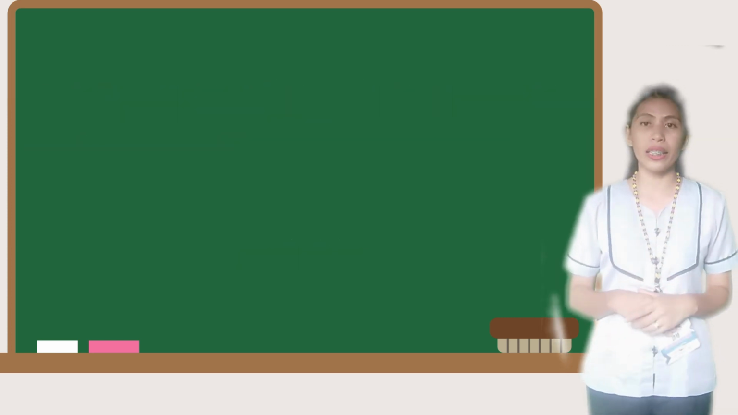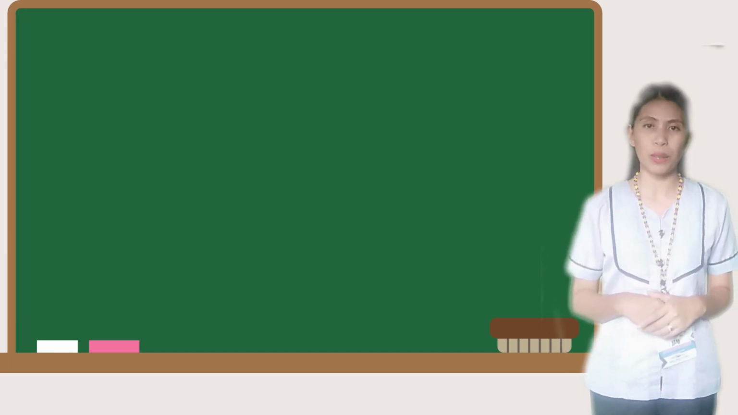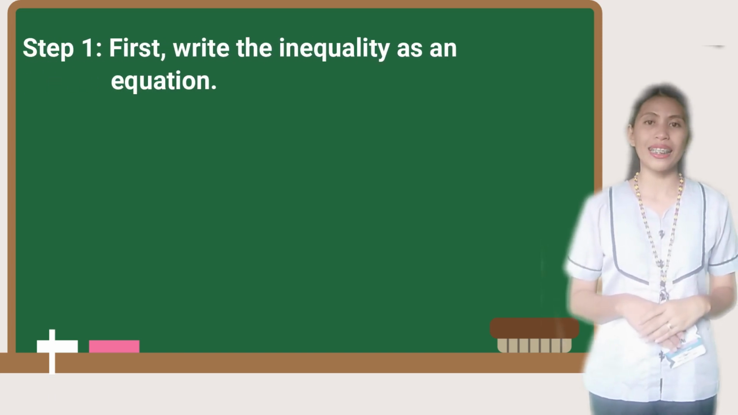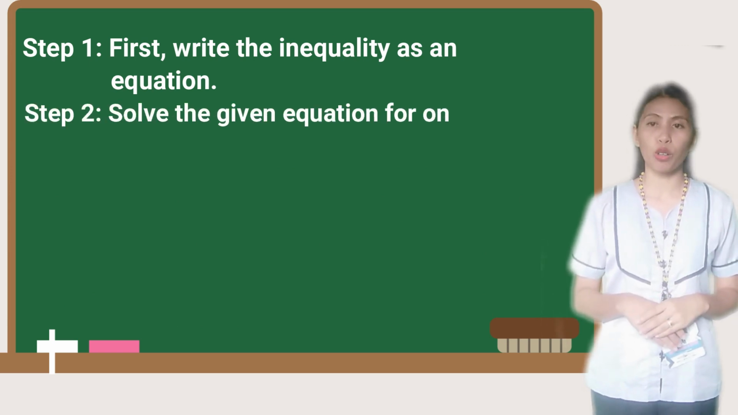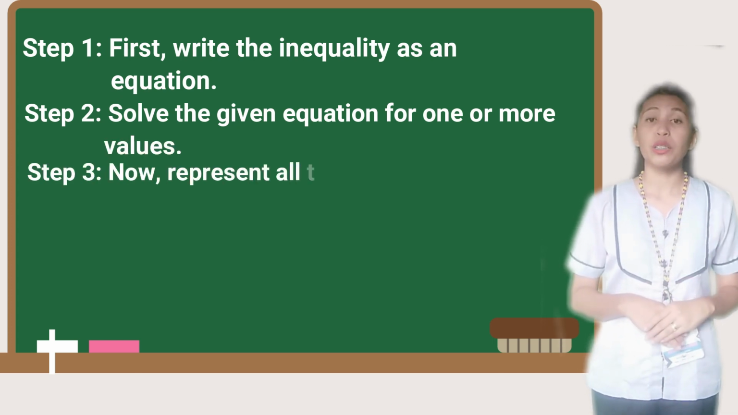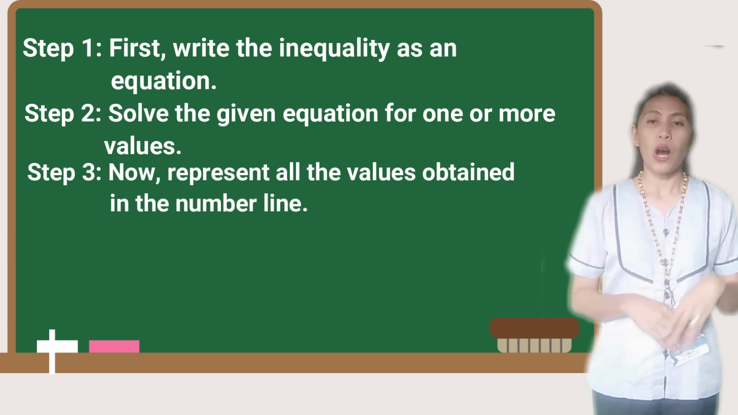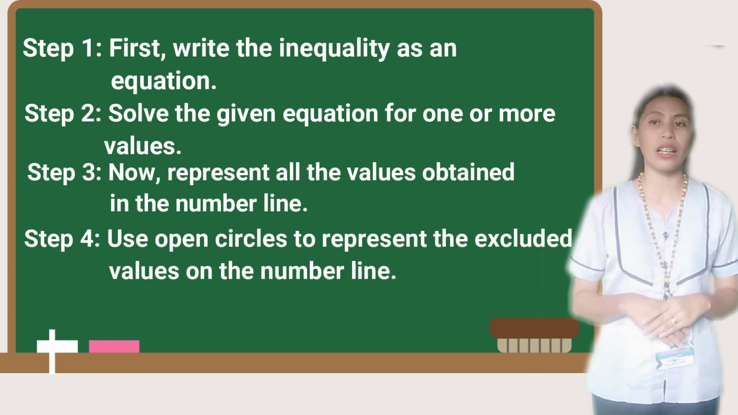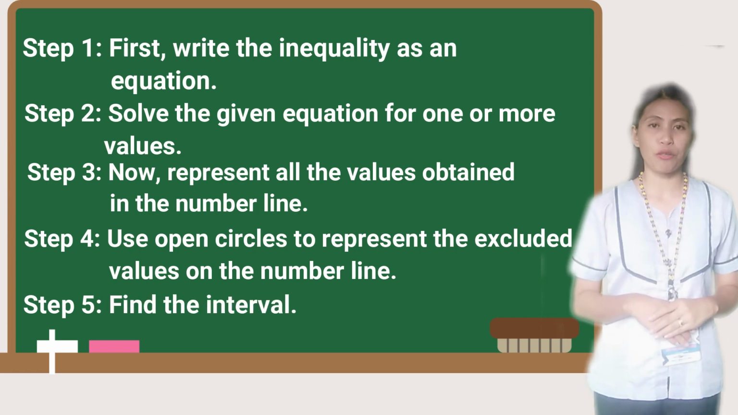How to solve inequalities in math? Follow the steps to solve all types of inequalities. Step 1. First, write the inequality as an equation. Step 2. Solve the given equation for one or more values. Step 3. Now, represent all the values obtained on a number line. Step 4. Use open circles to represent the excluded values on the number line. Step 5. Find the interval.